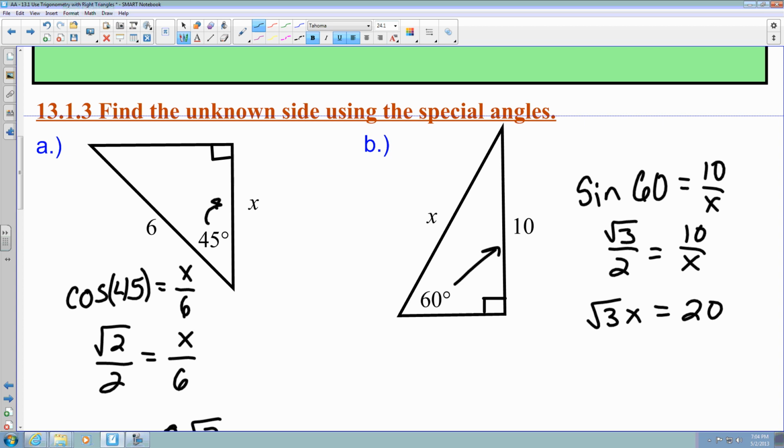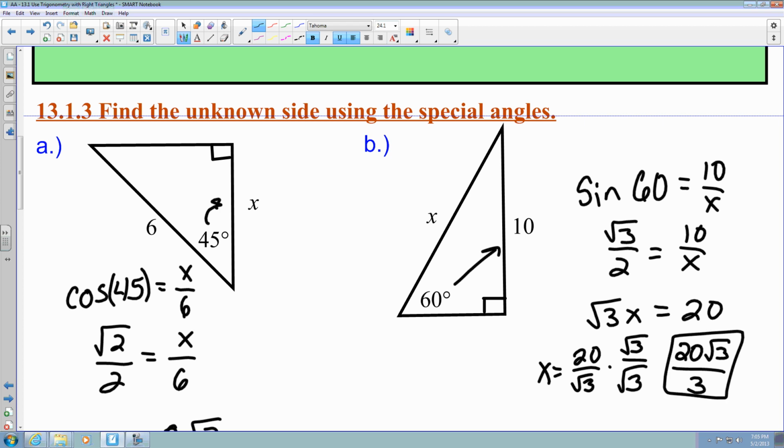Divide both sides by the square root of 3, so now I got x equals 20 over the square root of 3. Now I can't have a radical in the denominator, so I must rationalize the denominator, so I'm going to multiply both the top and bottom by the square root of 3, which then this gives me 20 times the square root of 3 all over 3. Okay.